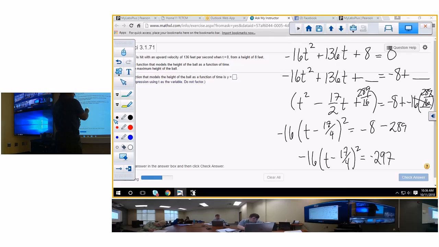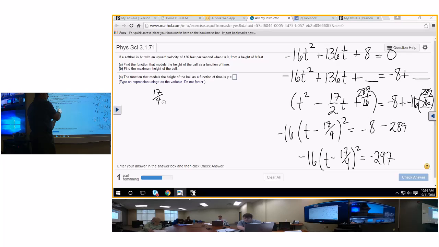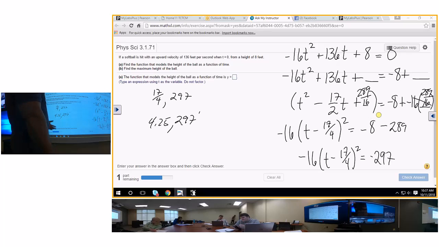So that's going to be 17 fourths and 297. At 17 fourths, 4 will go in there 4 times. So that'd be 4.25 seconds. Somebody check me. 4.25 seconds. It's going to be 297 feet. And now finish it out.